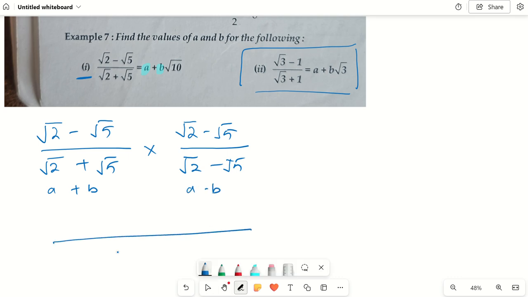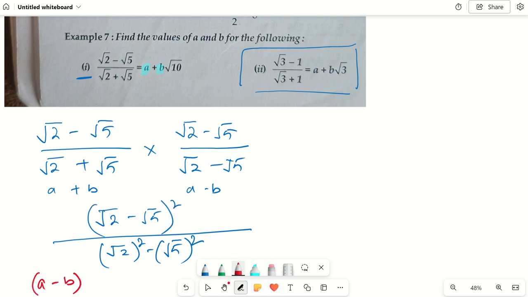I know that it's a square minus b square. So if I am doing a square minus b square, my root will go off. Now see what happens in the numerator. I have root 2 minus root 5 whole square, and I will apply which formula? I will apply the a minus b whole square formula. Now please see why only the a square minus b square formula works in the denominator.